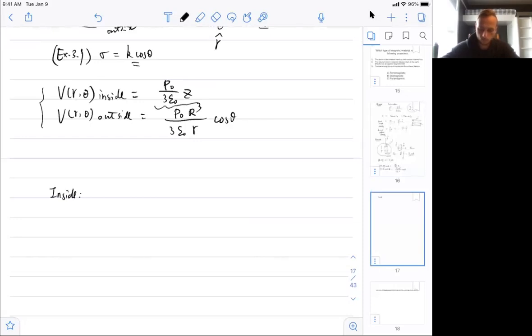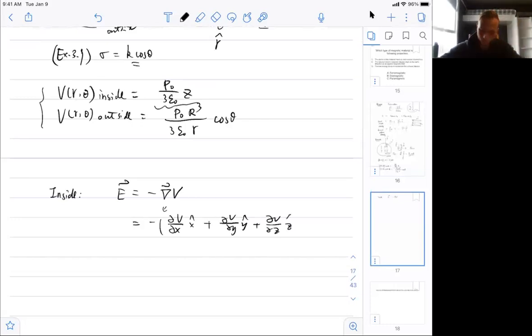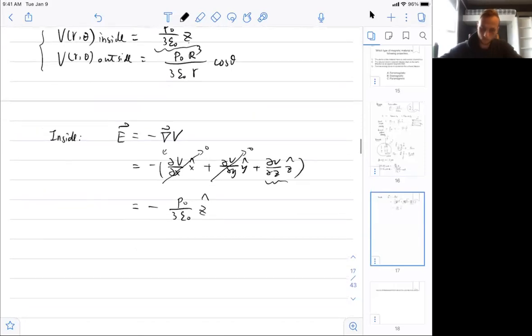This is my V. Okay, so E is the negative gradient of V. So taking the gradient, the gradient gives you dV/dx x hat, dV/dy y hat, dV/dz z hat. But you can see these are 0. It does not depend on x and y. So the only thing left is the z direction. So it's going to be negative P naught over 3 epsilon naught, dz/dz is 1, in the z hat direction. So that is my electric field inside.